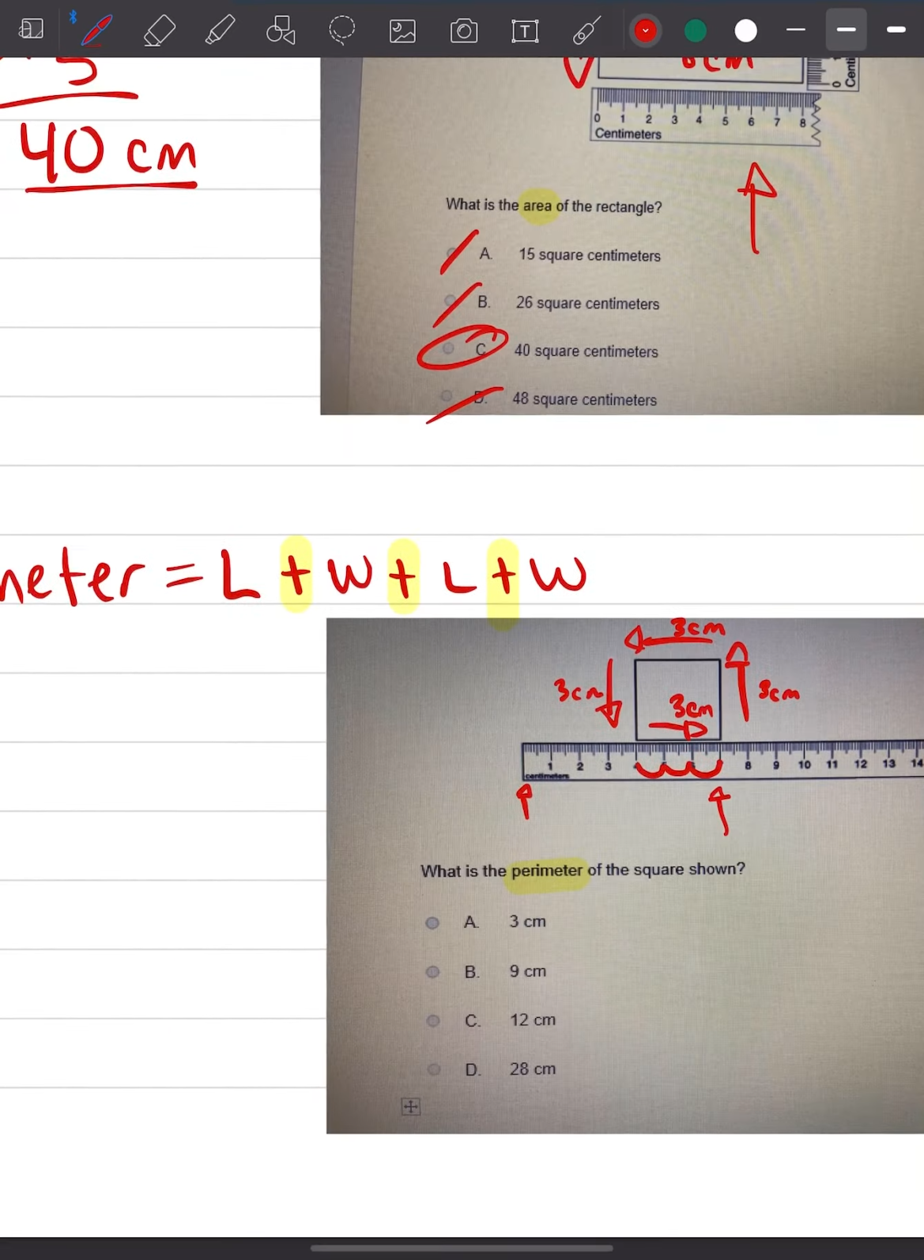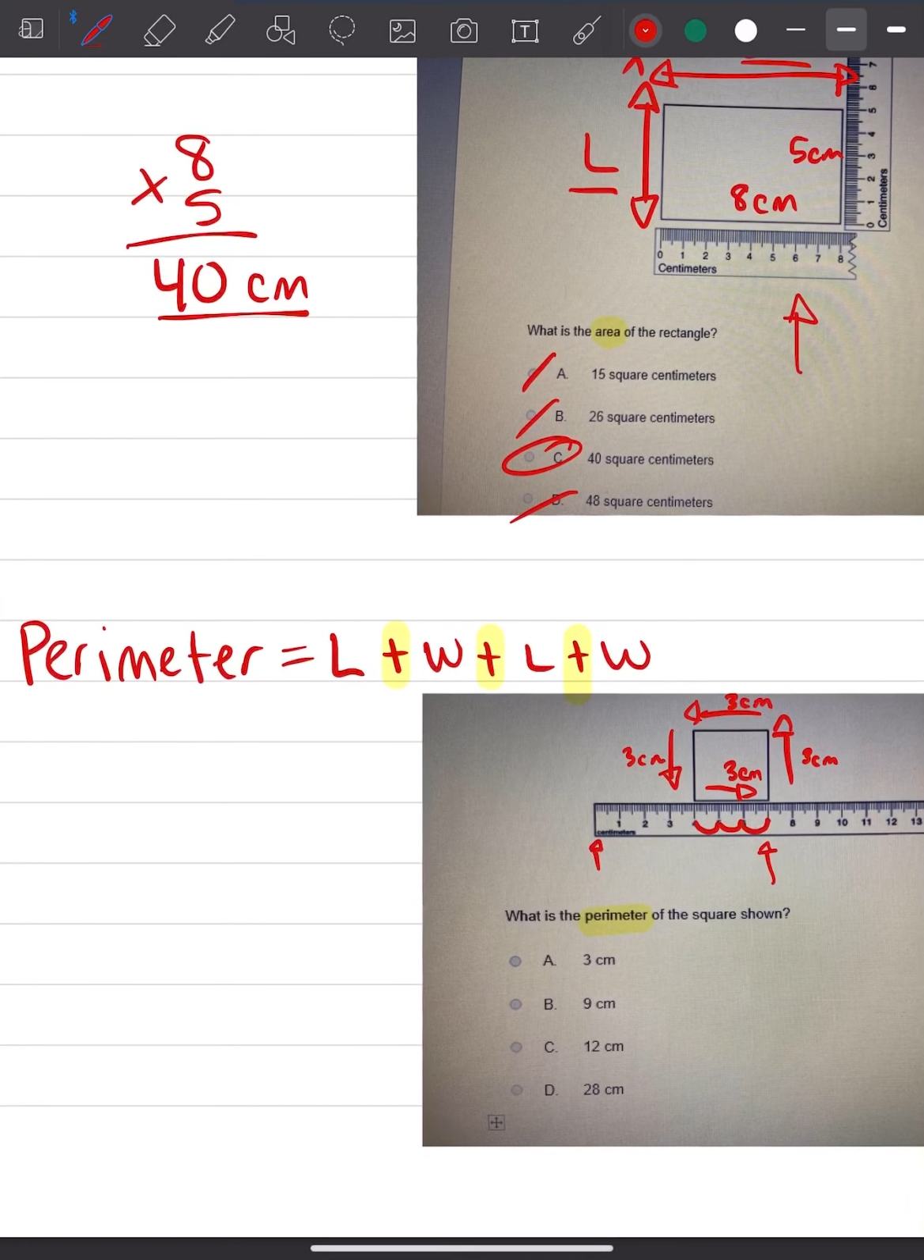Now, according to our formula, we have to add our length plus our width plus our length plus our width plus our length and our width, right? So you can follow your formula, 3 plus 3 plus 3 plus 3. Or what else do you see, guys? Look, I see a repeated number. So you can also do 3 times 4. Whichever way you do it, guys, you will get the same answer, okay?